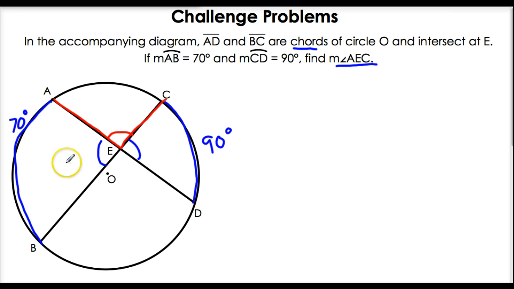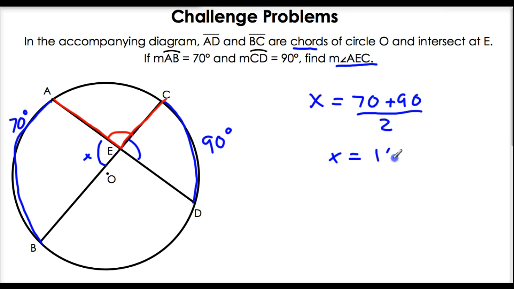So what I'm going to do is this. I'm going to find out what this angle is here first, okay? This guy missing right here. I want to find out what this angle is. And I can do that by saying the angle is equal to my two arcs added together and divided by 2. Because these are chords, I'm using the chord theorem. When I do that, I get 160 divided by 2, and I get x is equal to 80 degrees.